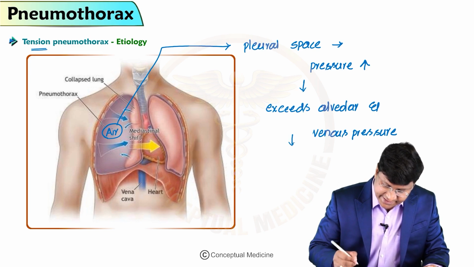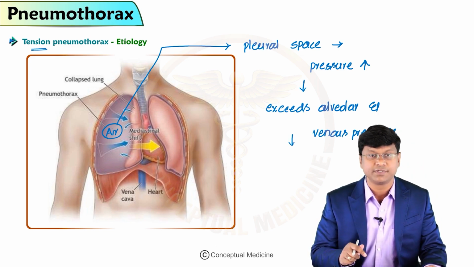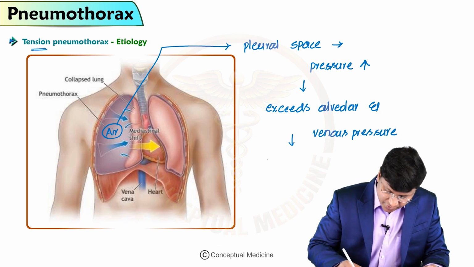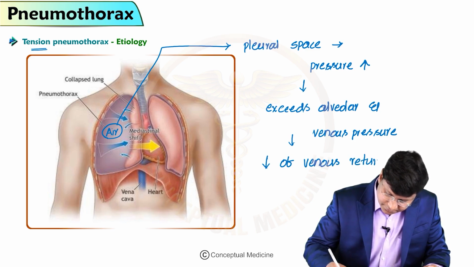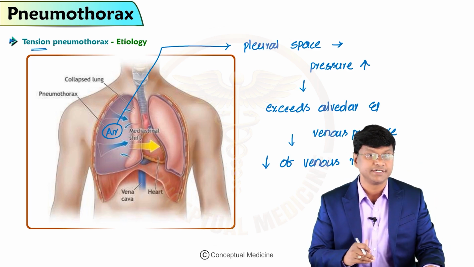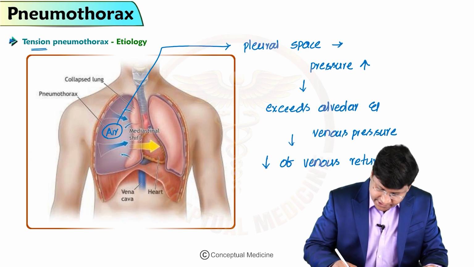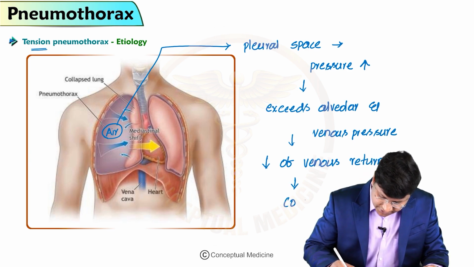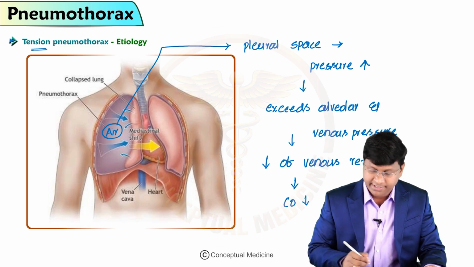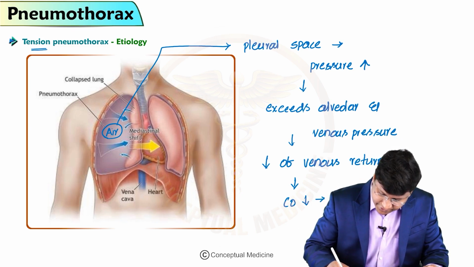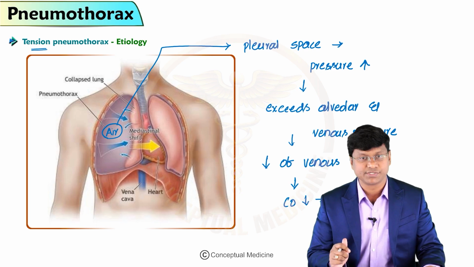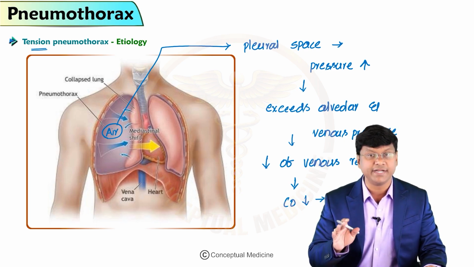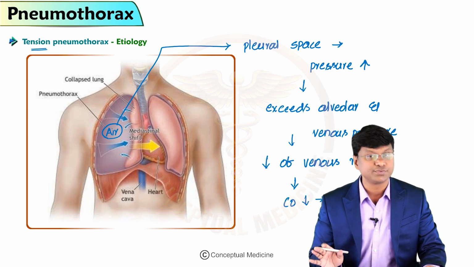Now, this excessive increase in the pressure within the alveoli and the pleural space will cause the reduction of venous return. And once there is reduction in the venous return, what will happen to the cardiac output? It is decreased. So once the cardiac output is decreased, the blood pressure is reduced. So there will be development of hypoperfusion to the organs, and that will make the individual develop end organ damage. That is what will happen in patients with tension pneumothorax.